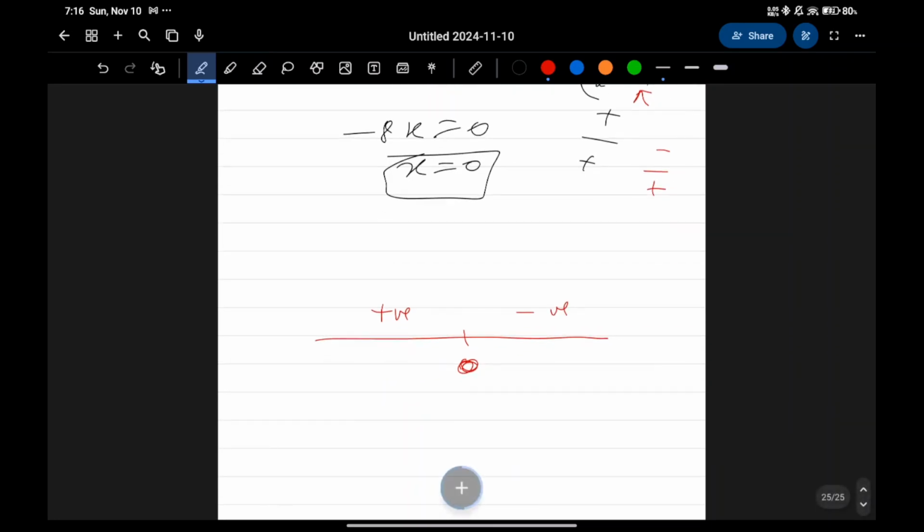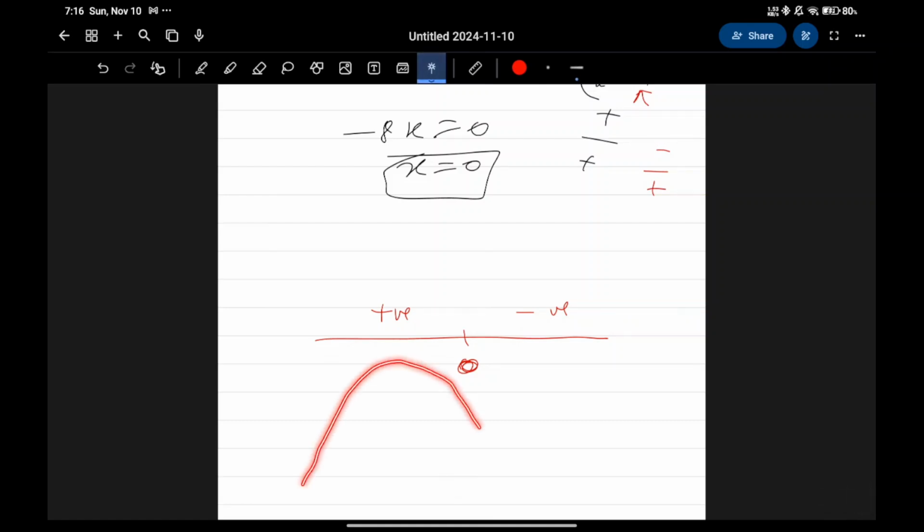So now look over here. First we can say that this goes like this, positive, and then decreases. So this should be a local maximum. But you can also look over here. It is positive. So this would be a local max.